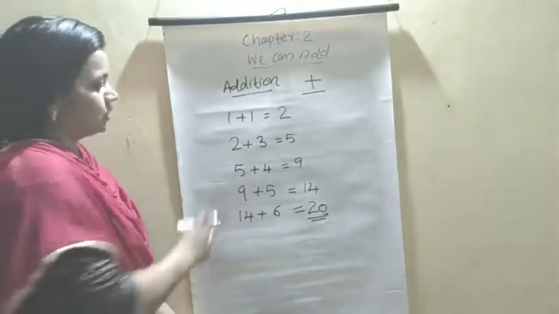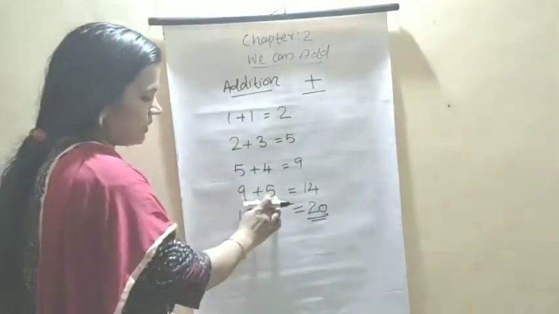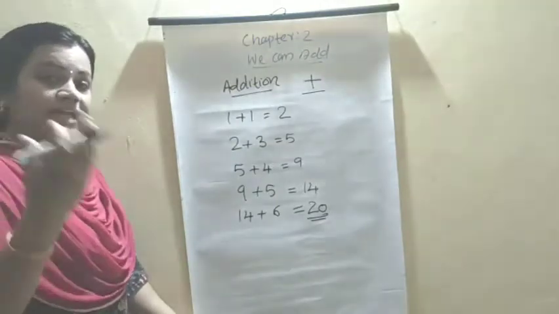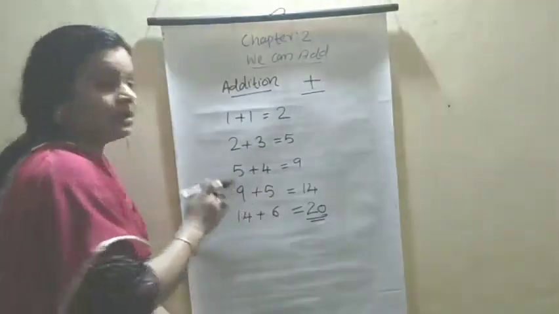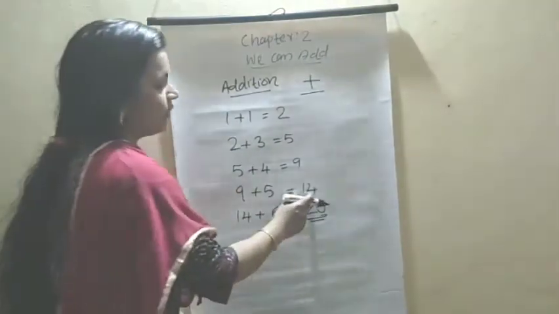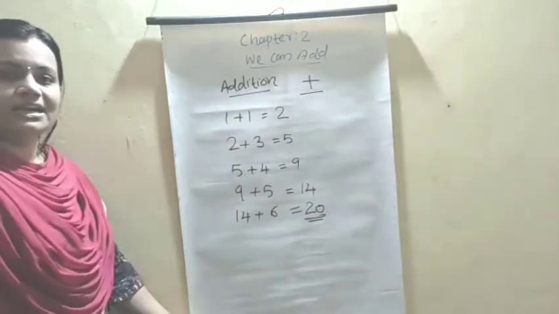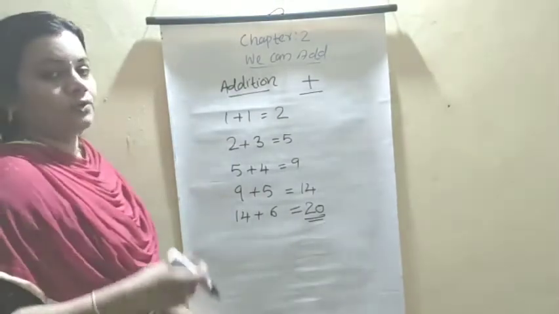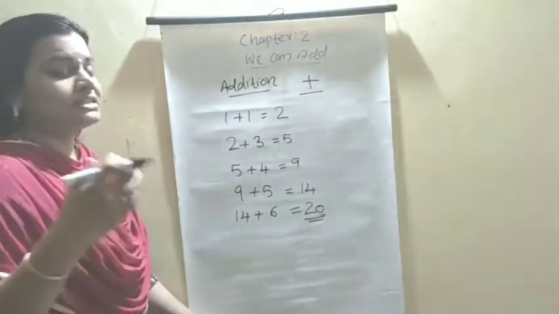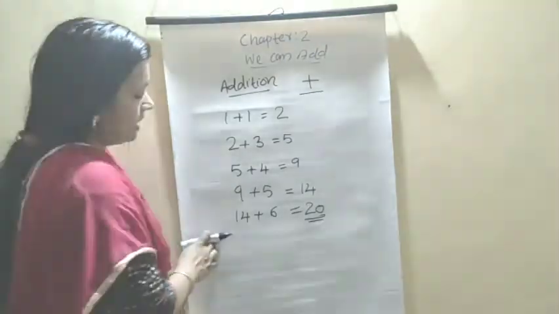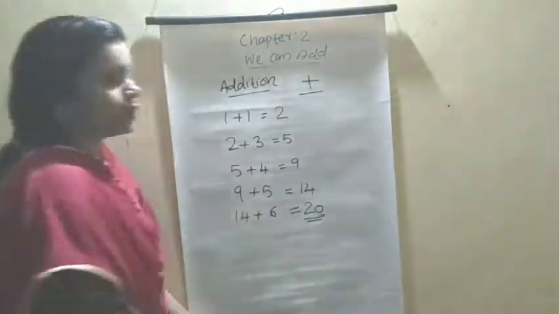Now you are given the numbers 9 plus 5. Take 5 fingers and count after 9. Okay, understood. I shall give you many questions so that we can understand well. Then we got 20.